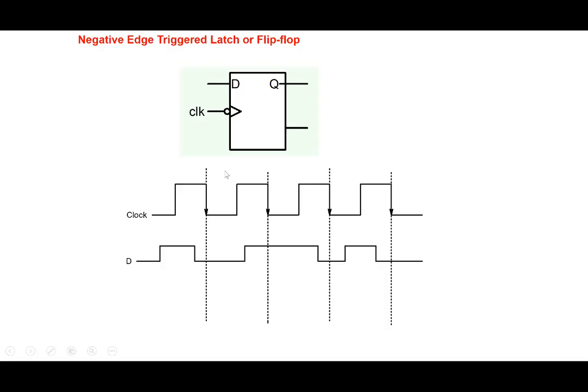Q will be equal to D just prior to the negative edge here. So in this case, Q is here. Just before it, if it is initially 0, it stays 0. Just before the negative edge is 1, so it goes 1 here. Just before the negative edge is 0, so it goes to 0 here. Just before the negative edge is 0 here, so it stays 0 here. So that's a negative edge triggered flip-flop.